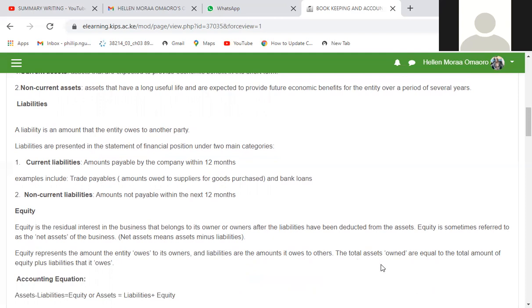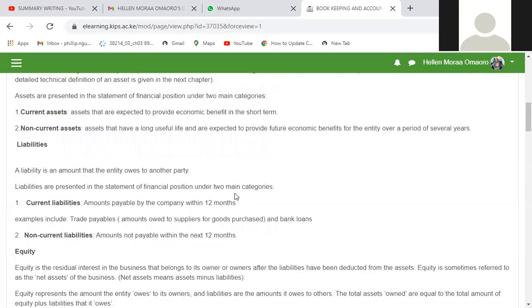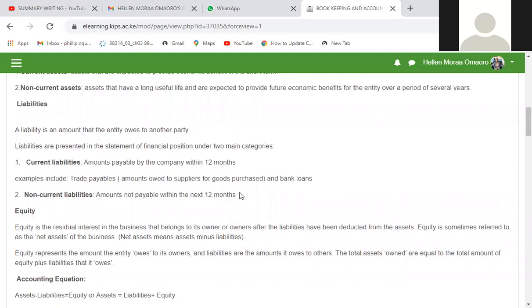So for us to get the total assets, we said you must get the total current assets and total fixed assets, and then you add the two totals. Total fixed assets plus total current assets, you get the total assets. Then the equity plus the total liabilities, you get the total equity. That total equity must be equal to the total assets for a stable business.